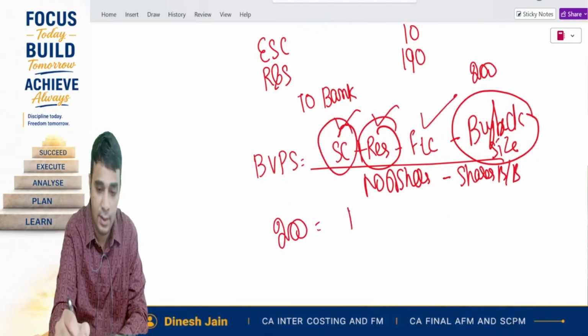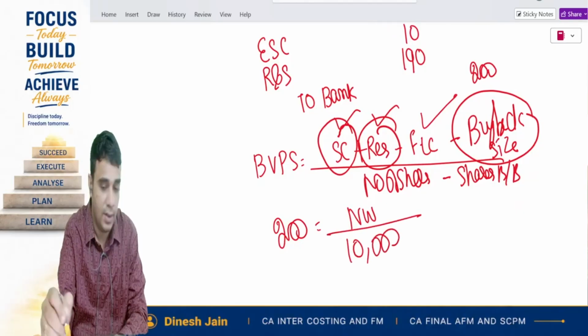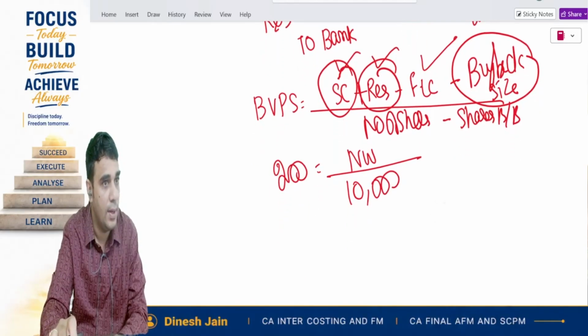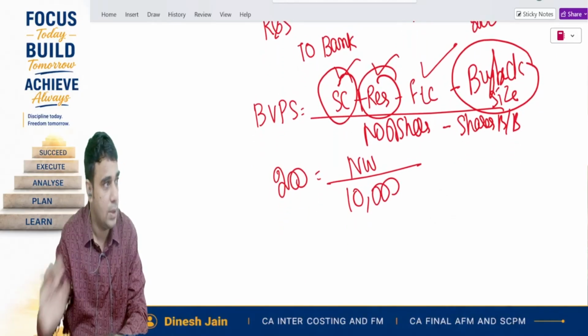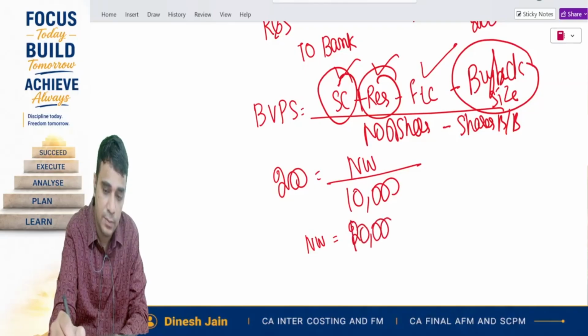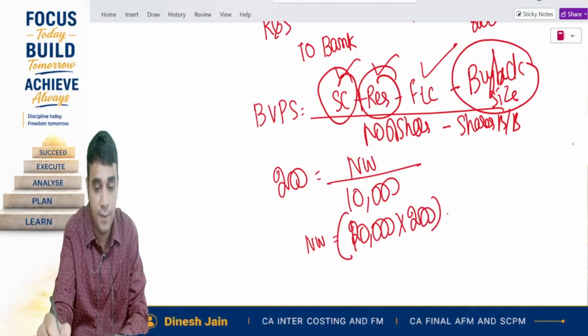200 net worth by 10,000. 10,000 into 200 will give you the net worth. The net worth will be 10,000 into 200. This net worth will go down when you do a buyback.